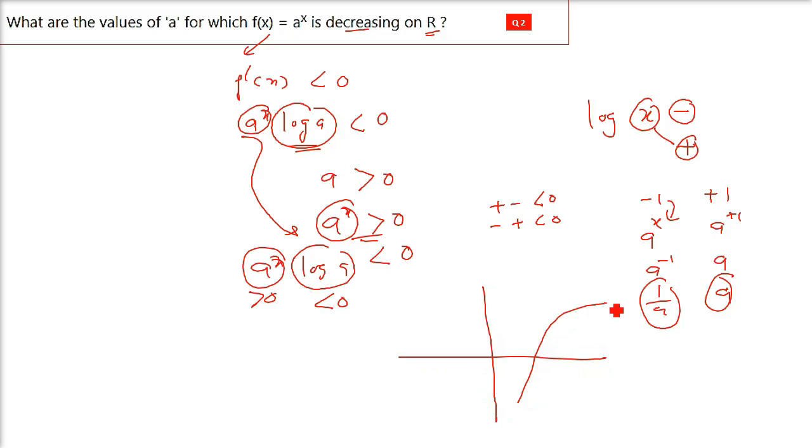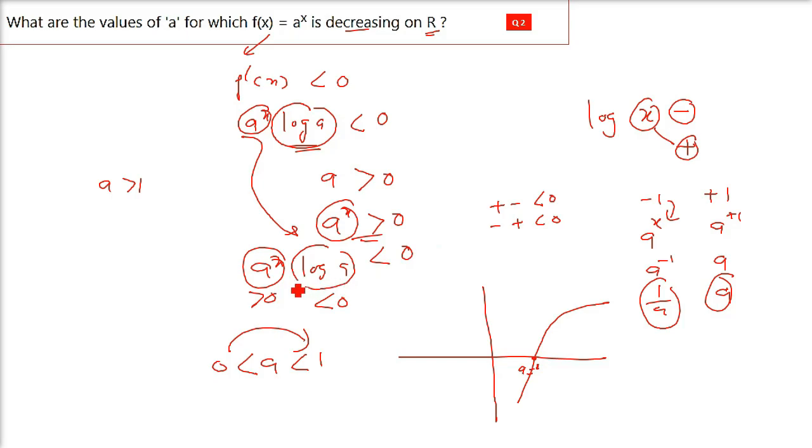I told you this is the graph of a log. We have just seen a is greater than 1, it is increasing. Between 0 and 1, if a value is there, then this is going to decrease. So a should be between 0 to 1 so that you get a raised x decreasing. A greater than 1 was the previous question answer, when we proved that it is increasing. So this is the point.